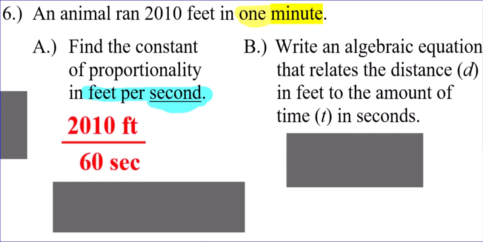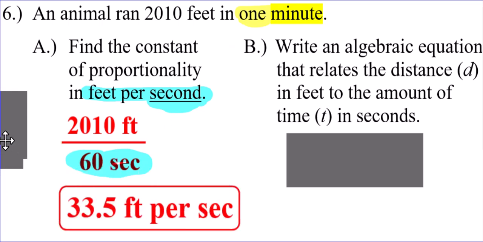You're going to have to realize 60 seconds is equivalent to 1 minute. So instead of having 2,010 feet over 1 minute, I need per second. So it's 60 seconds replaces 1 minute. That's what made number 6 a little bit trickier. Hit pause and use your eraser if you set it up wrong, because if you have part A wrong, you're going to have part B and part C wrong as well. So hit pause if you need to. Okay, part A, divide: 33.5 feet per second.